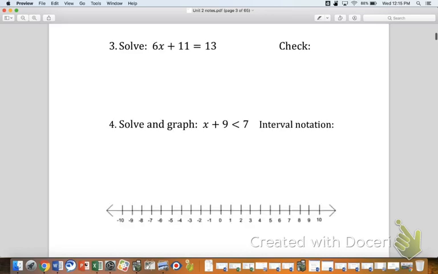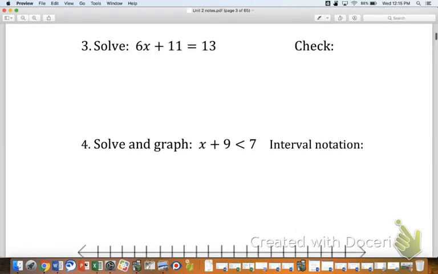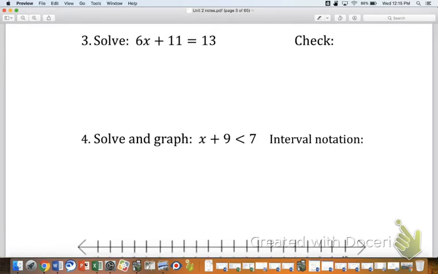What do you think? The plus 11, yes. So how would I get rid of plus 11? Minus 11, and you have to do that to both sides, right? Okay, so when I do that, the result is 6x. The 11's add out to be 0. That was the whole point there. 13 minus 11 is 2.